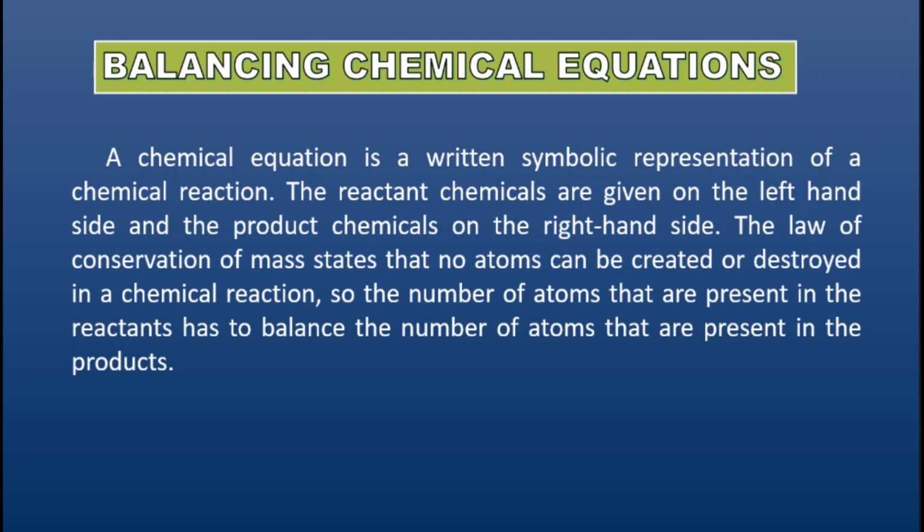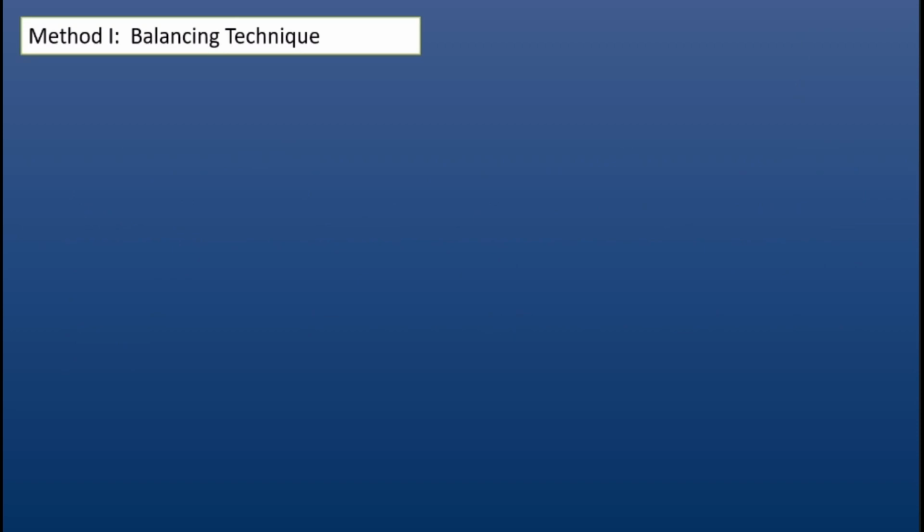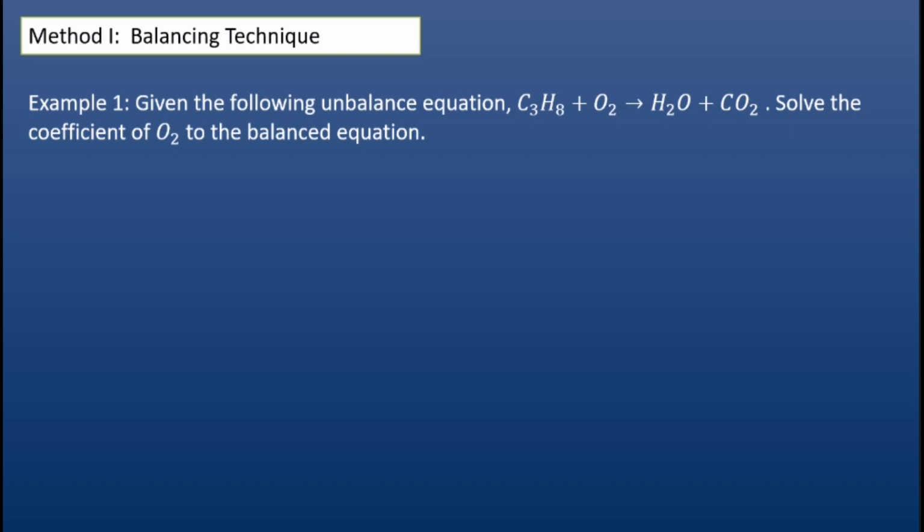Next, we have the first method in balancing technique. For example, given the following unbalanced equation, C3H8 plus O2 gives H2O plus CO2, solve for the coefficient of O2 in the balanced equation.